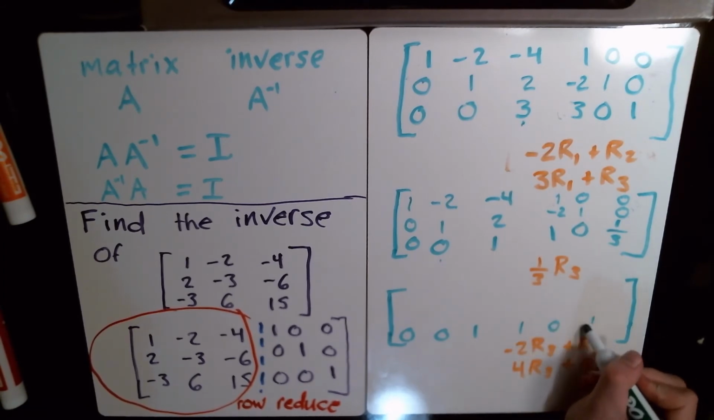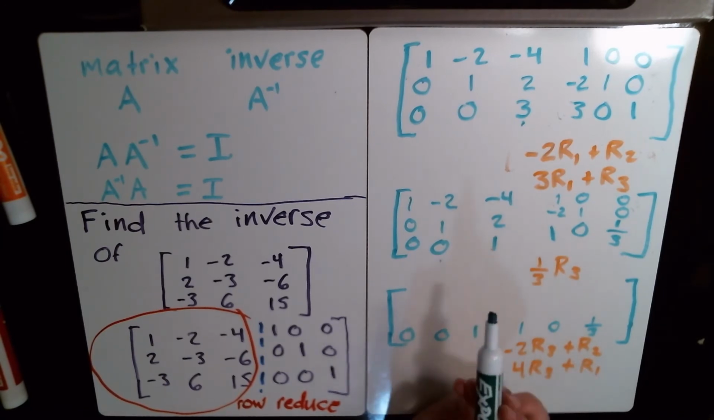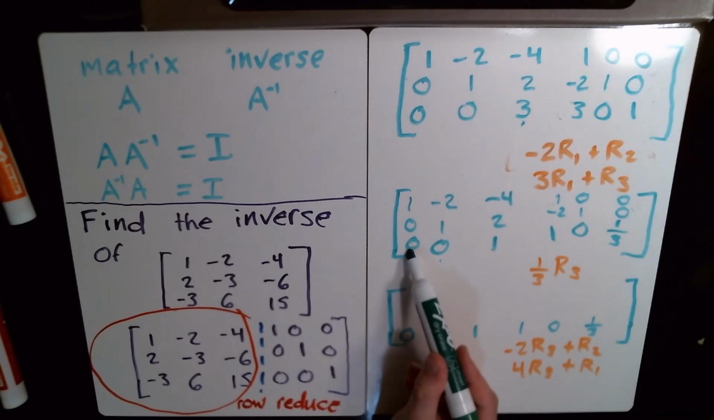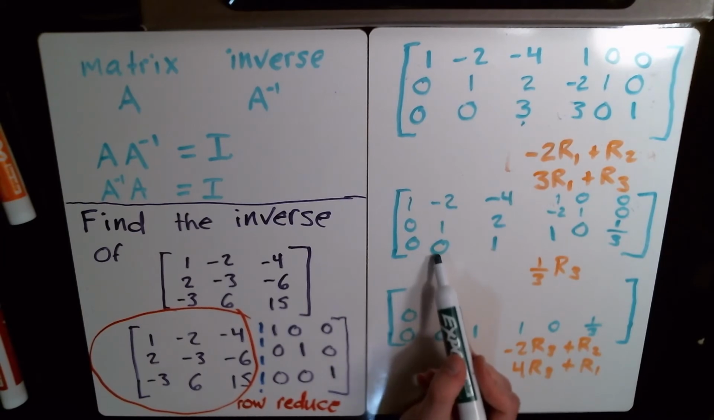Okay, so we got that. So then I'm going to do -2 times row 3 and add it to row 2. So -2 times 0 plus 0 is 0. Notice that's not messing things up. -2 times 0 is 0, plus 1 is 1.